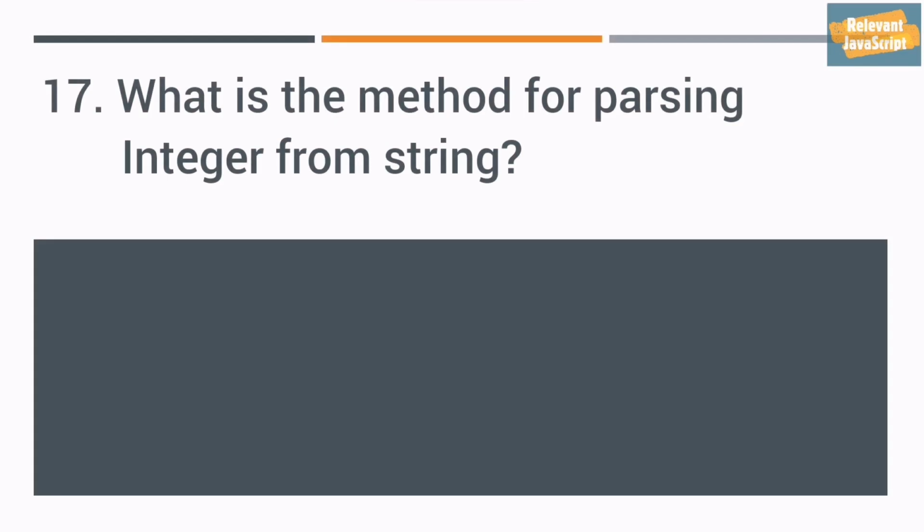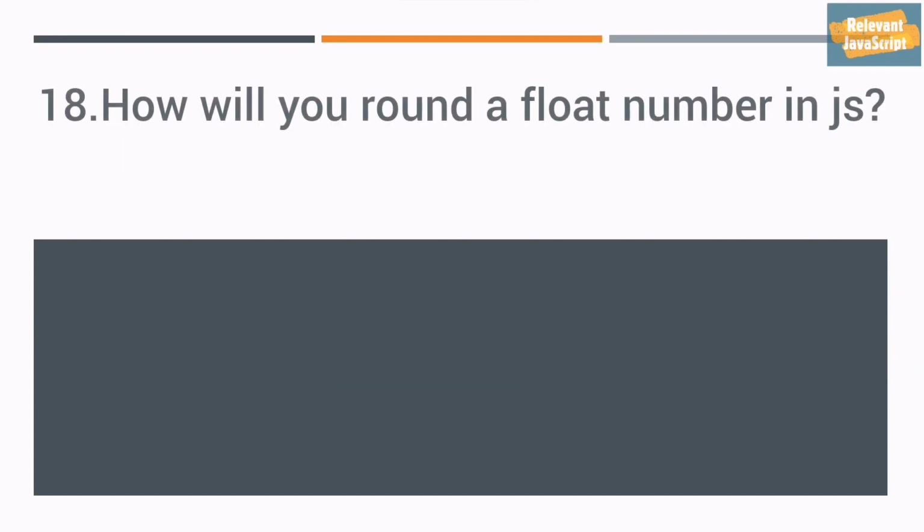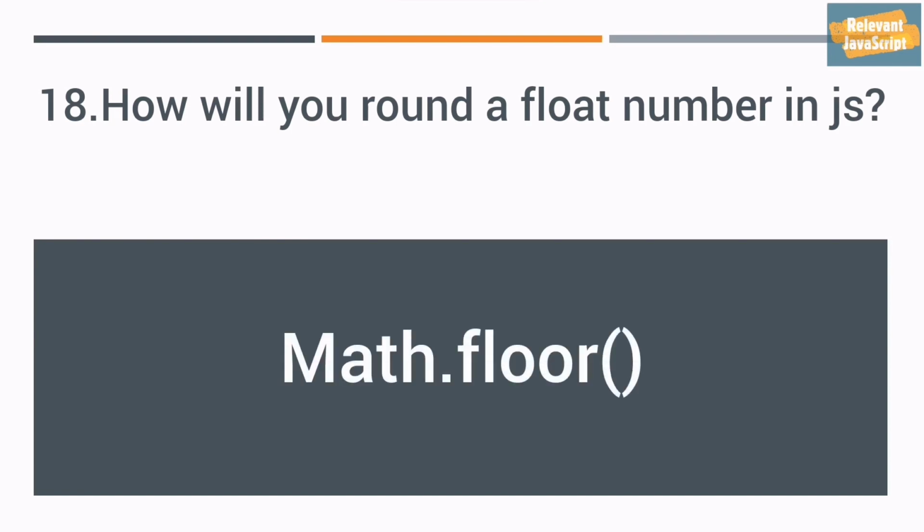17th question. What is the method for parsing an integer from a string? The parseInt method is used for parsing an integer from a string. 18th question. How will you round a float number in JS? Math.floor method is used for rounding a float number in JS.